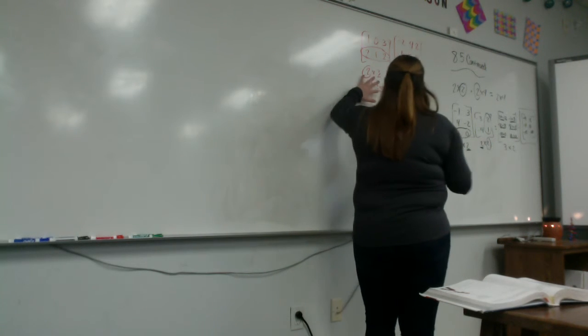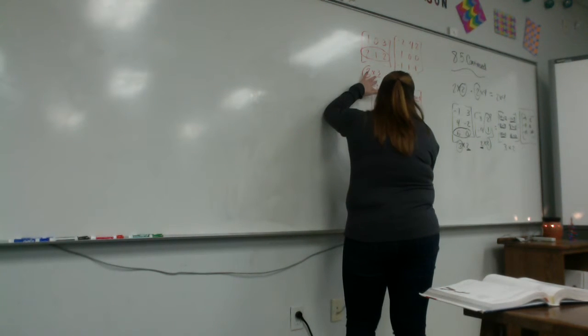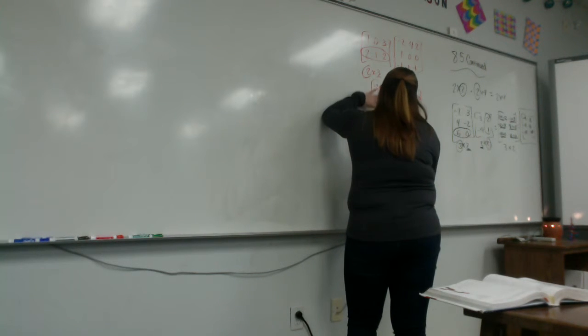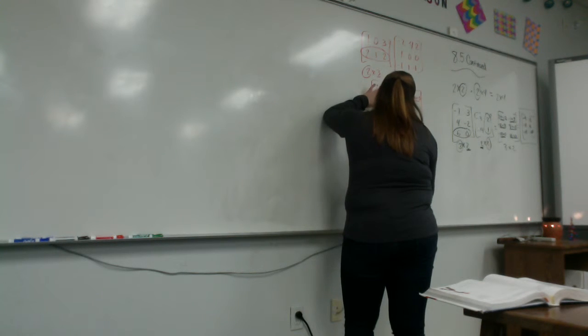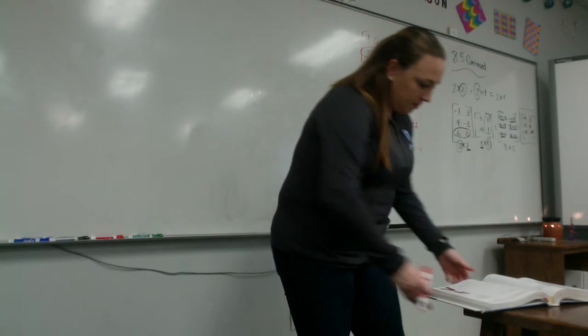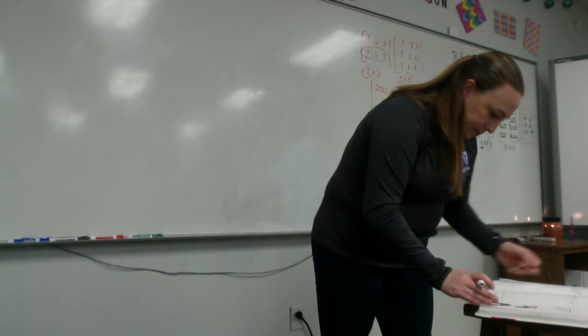And then I rewrite it, so this is negative 5, this is 7, this is negative 1, I have negative 3, I have 6, and I have 6. And that is my answer for my matrix multiplication. Okay?